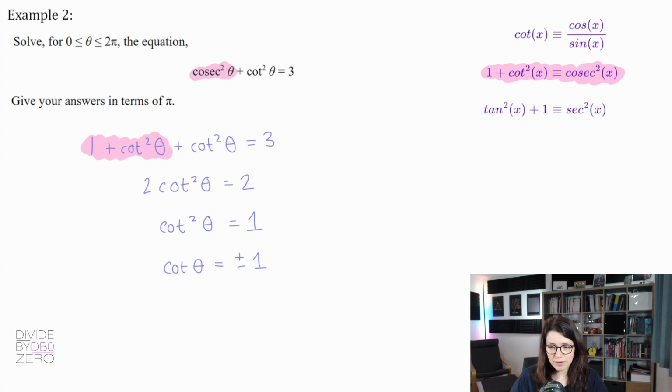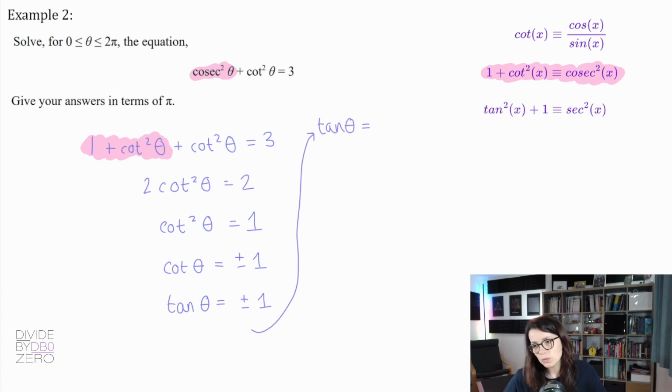To solve this, I'm going to flip it upside down and say tan theta is therefore plus or minus 1, and then we're going to solve both of those separately. Let's start with tan theta equals 1. Solving this gives theta equals pi over 4 for the initial solution. Then we can draw a sketch to find the others. 2 solutions here, one there, one there. That first one must be pi over 4, which means the second one is 5 pi over 4.